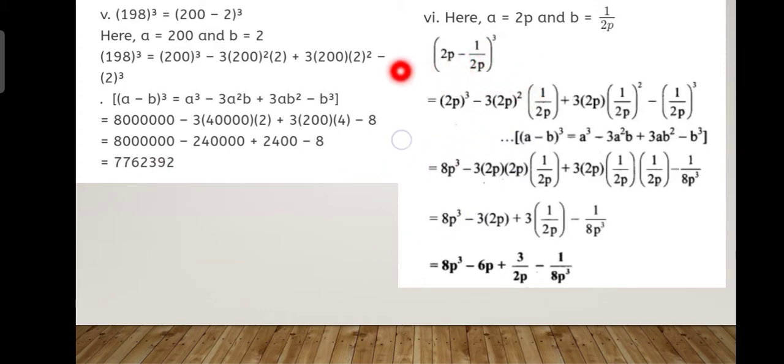(2p minus 1 upon 2p) the whole raised to cube. Now here a is 2p, b is 1 upon 2p. So according to the formula (a minus b) the whole raised to cube, first we have to write a cube, that is (2p) the whole raised to cube, minus 3 into a square, that is (2p) whole square, into 1 upon 2p, that is b, plus 3 into a b square, that is 3 into 2p into b square, (1 upon 2p) the whole square, minus (1 upon 2p) the whole raised to cube.